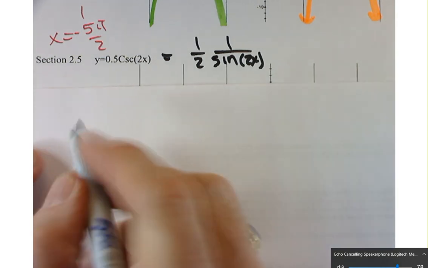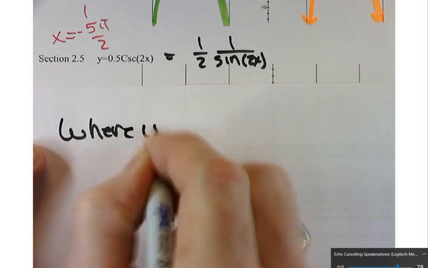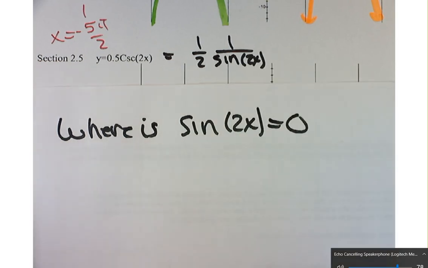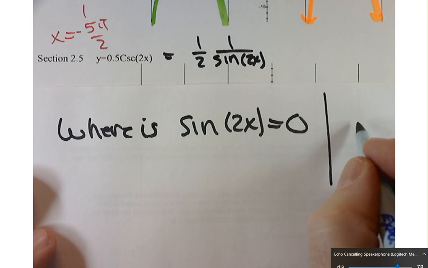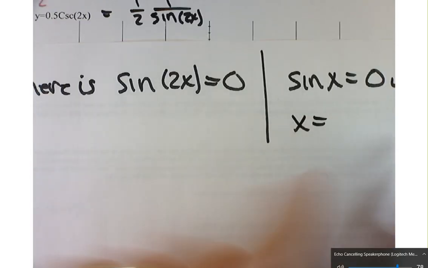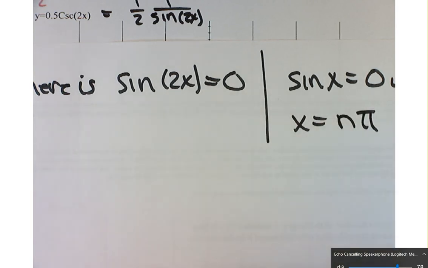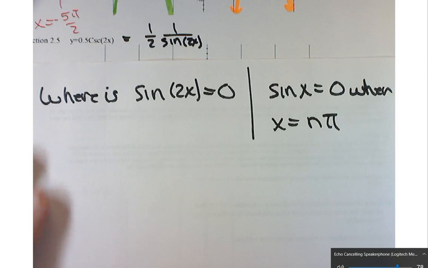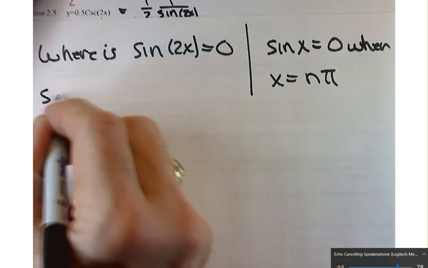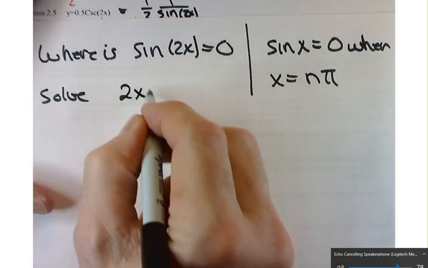So let's figure out, where is sine of 2x equal to 0? Well, in general, sine of x equals 0 when what happens? When x equals n times pi. Well, I don't have sine of x, I've got sine of 2x. So I'm going to solve, where does 2x equal n times pi?